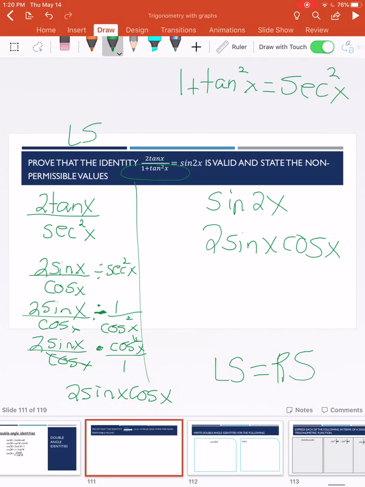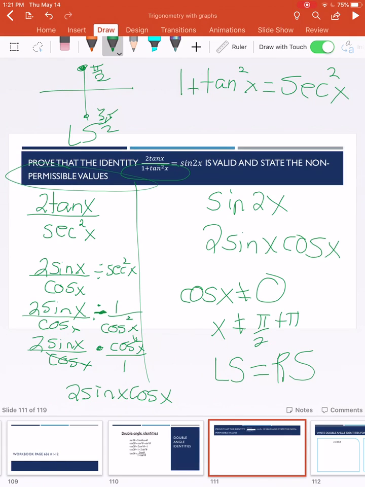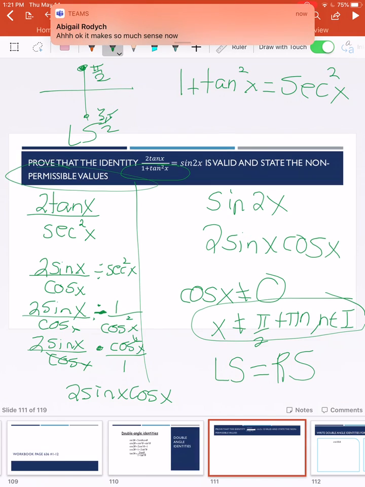Okay, and then state non-permissible values. Anything that was in the denominator, we had cosine in our denominator, so cosine x cannot equal 0. Again, on your unit circle, we know that cosine equals 0 at pi over 2 as well as 3 pi over 2. So to write a general statement, we would say our angle x cannot equal pi over 2 plus pi n, where n is any integer. That would be my non-permissible value there.